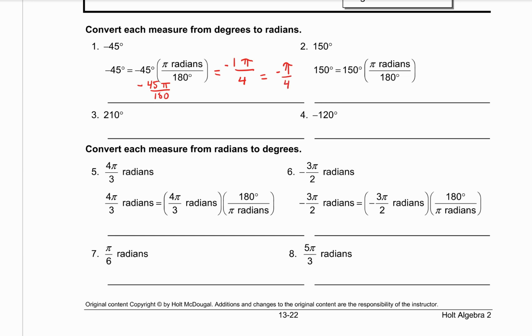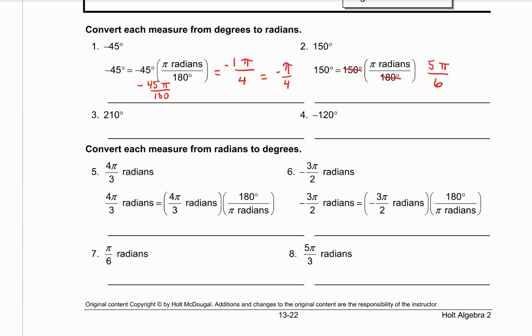To convert 150, well, this is going to reduce. 150 over 180, 150 divided by 180 is 0.83 repeating. Change that into a fraction, it's 5/6. So we end up with 5 pi over 6.